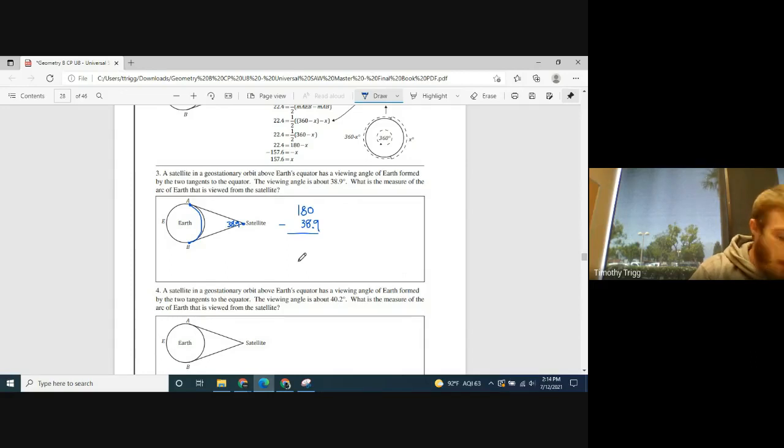So 180 minus 38.9 gives me that the viewing arc is 141.1 degrees. Okay, so 141.1 degrees.